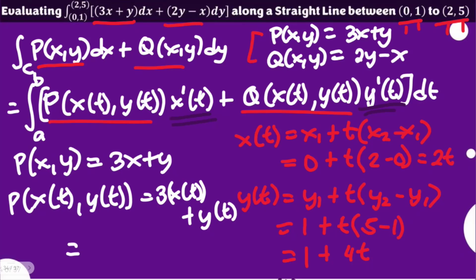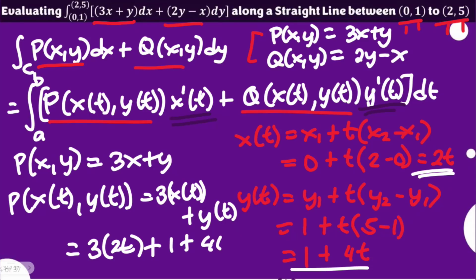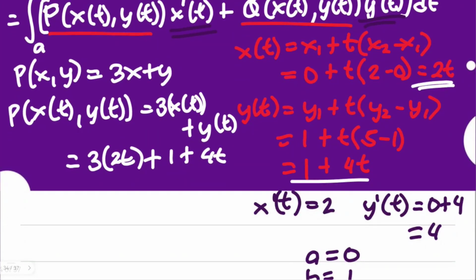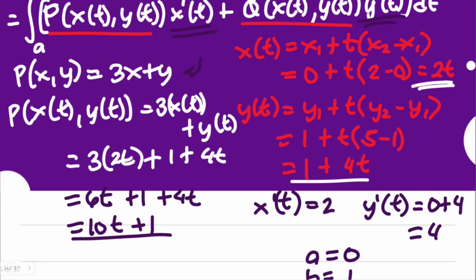Your x of t is actually 2t here. So that's 3 times 2t plus your y of t, which is 1 plus 4t. Combining them, you will have here 6t plus 1 plus 4t. So your P is just 10t plus 1. Okay? So your function earlier of x and y now becomes a function of t, no longer containing x's and y's.